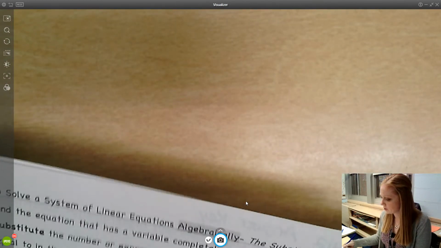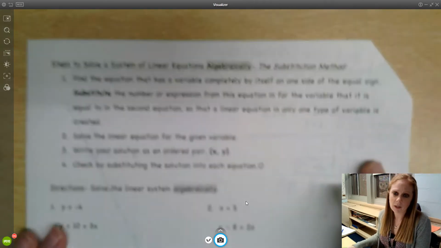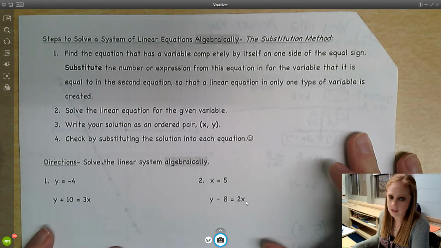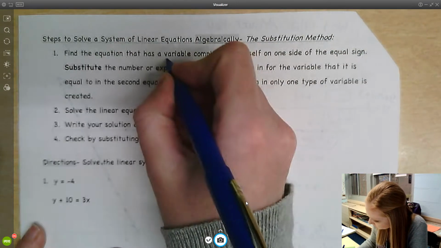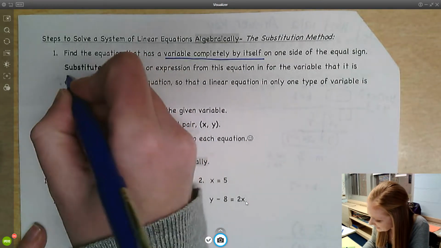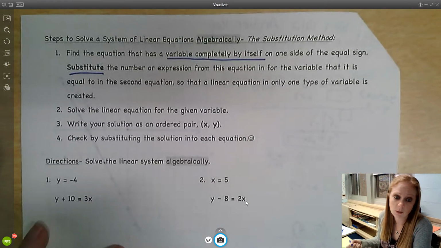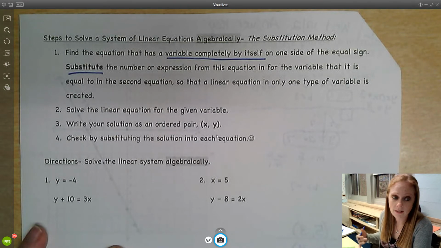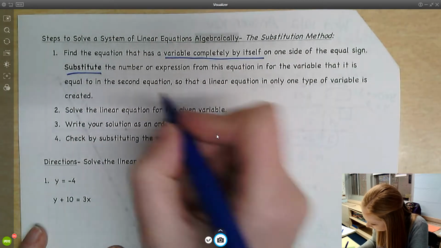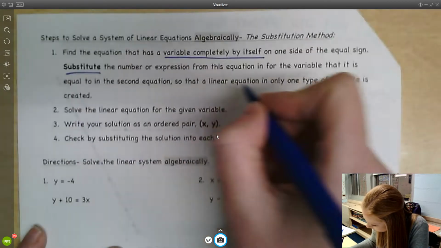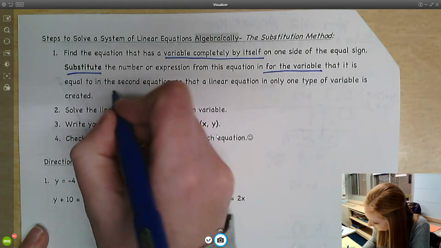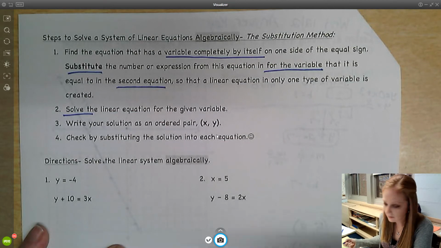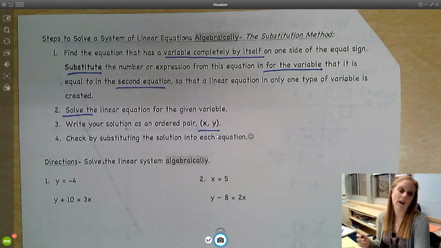Let's go over the steps that we just did. Solving algebraically with the substitution method: you're going to find the equation that has a variable completely by itself on one side of the equal sign. You're going to take that number. In that last example, it was y equals 3. You're going to take that 3 and plug it in wherever you see a y in the other equation. So substitute the number in for the variable in the second equation. Then you're going to solve for x or y, whichever variable you have left. Write your solution, and then we can also go over how to check them.